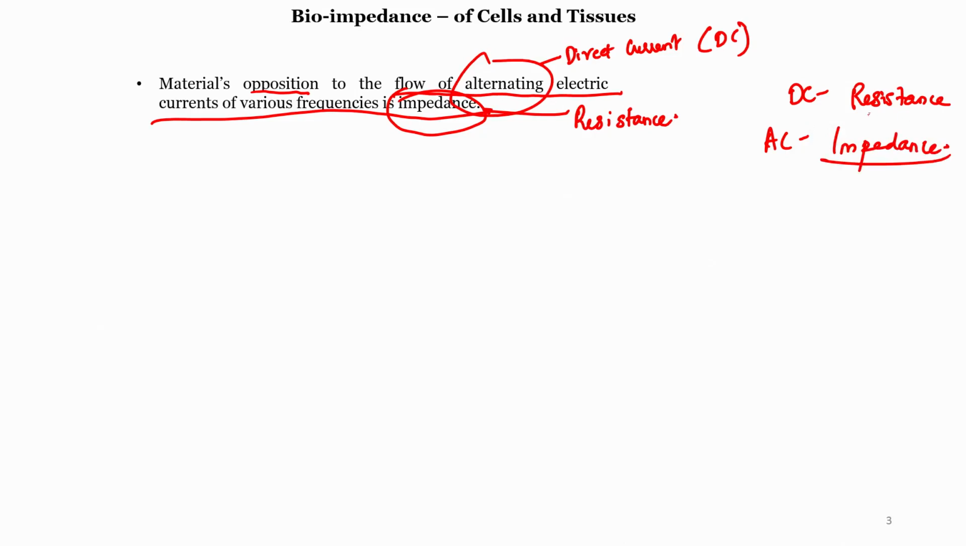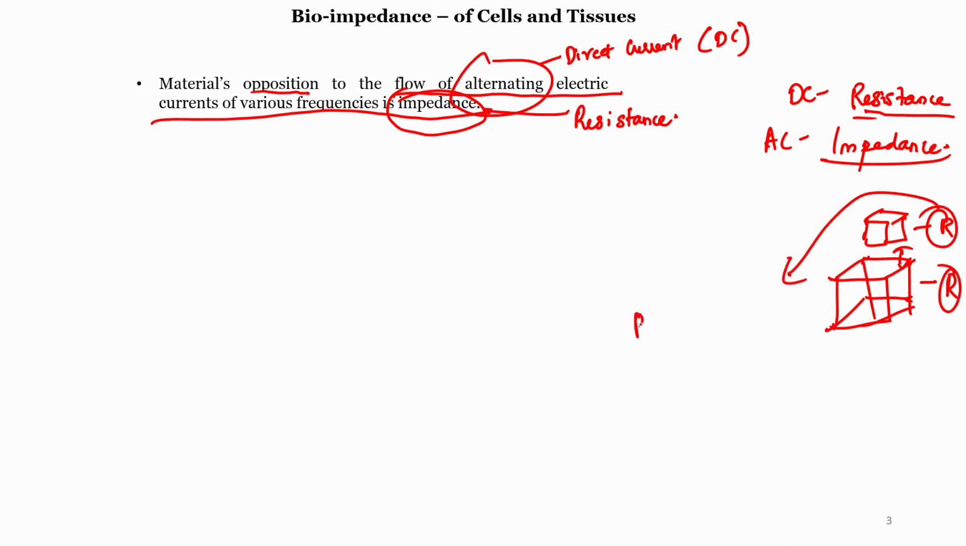Now, there are specific values for this. Resistance is a bulk value, right. If I take a 1 centimeter by 1 centimeter by 1 centimeter tissue, it will have one resistance, and if I take a 5 centimeter by 5 centimeter by 5 centimeter tissue, it will have a different resistance, mostly lower, because resistance is dependent on the area of cross section and length, right. But then how do we compare these two? We compare them by the specific property, which is resistivity, which is rho, and for impedance, the specific property is called impedivity.